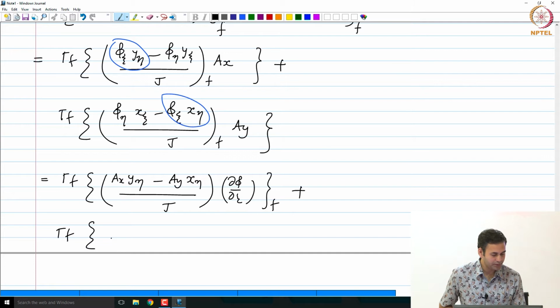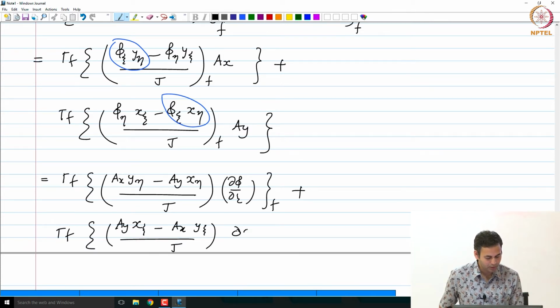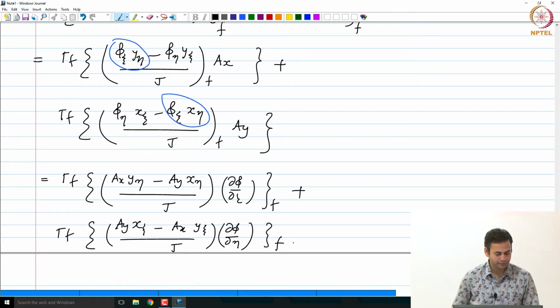Plus gamma f times Ay x xi minus Ax y xi upon Jacobian times partial phi partial eta on the face F. Is this correct? Ay x xi minus Ax y xi, right? This is correct? Okay? Fine? Okay, so far so good.